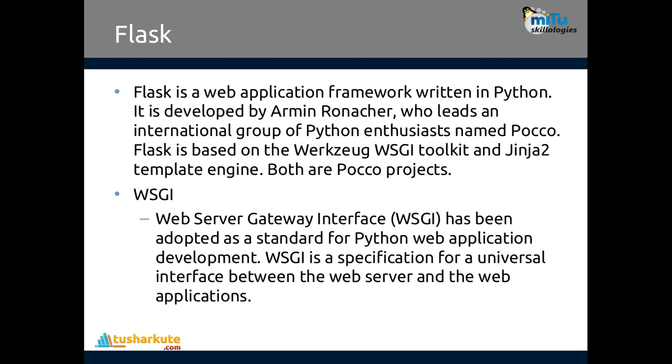So first, WSGI, web server gateway interface. That's what WSGI is. It has been adopted as a standard for Python web application development. It is a specification for a universal interface between the web server and the web applications. That is the prime task it does. Web server means the server where all the web pages are stored. We fetch the request and then we retrieve those pages from the respective web servers. And web applications mean the client interface, like the HTML, CSS pages that you have created. Based on that, you extract it and you make an interface between them with the help of the web server gateway interface.